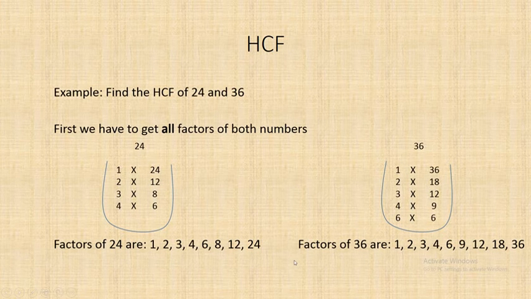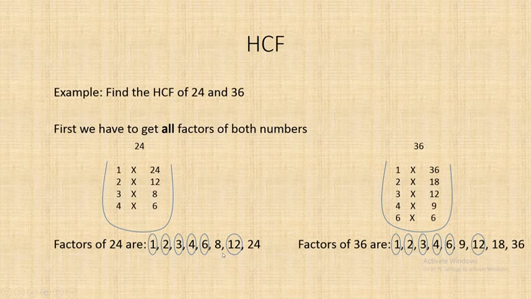Let's circle the common factors. So here the 1 is common, of course. The 2 is common, of course. 3 is common. And 4. And then 6. And the last thing here is 12. So these are the common factors: 1, 2, 3, 4, 6, 12.